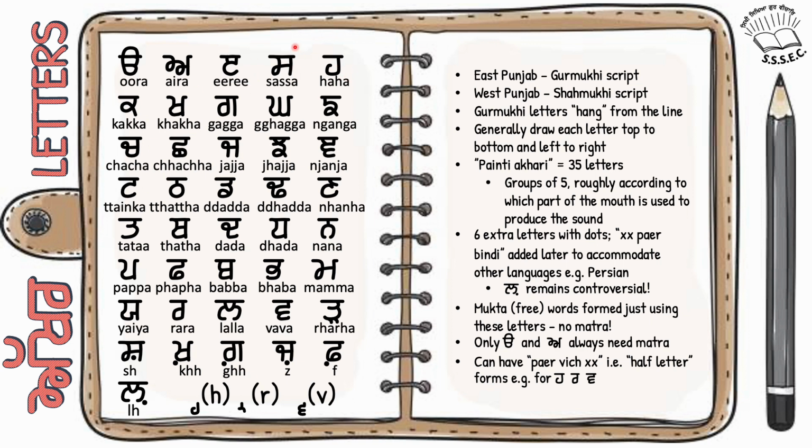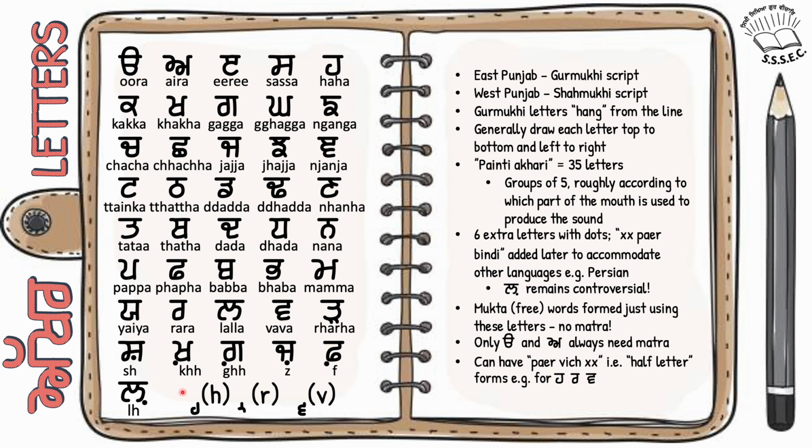All of these letters can be used on their own, apart from letter number 1, ura, and letter number 3, iri. And ura and iri always need a vowel symbol to go with them. But to make things just a little bit more complicated, ura, ara, and iri, so the first 3 letters of the alphabet, they can only go with certain vowel symbols, and we'll learn a bit more about this later on.